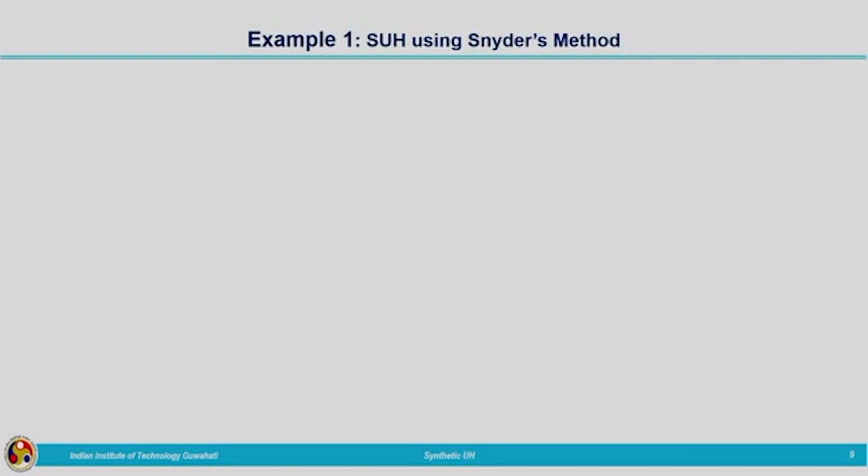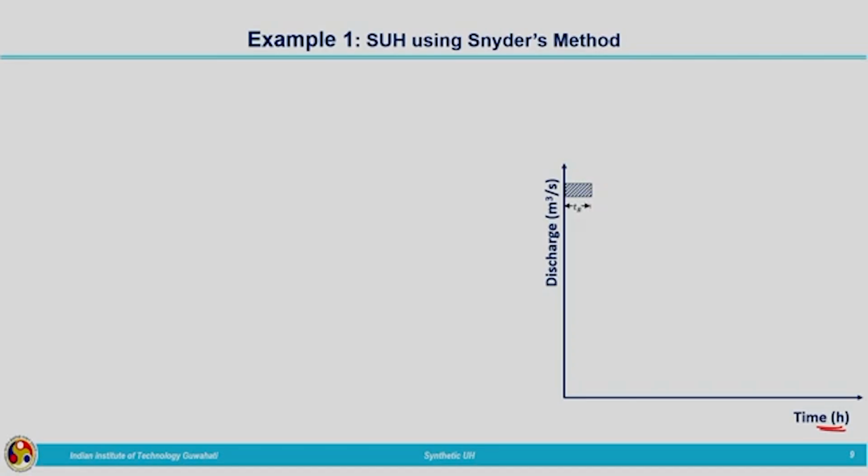The next step is to plot the synthetic unit hydrograph. Now we can start plotting the graph. We have discharge along the y-axis and time along the x-axis. The synthetic unit hydrograph which we are going to draw corresponds to an effective rainfall having a duration of 5 hours. So, this is the effective rainfall pulse having duration TR equal to 5 hours. For that we have derived the different parameters.